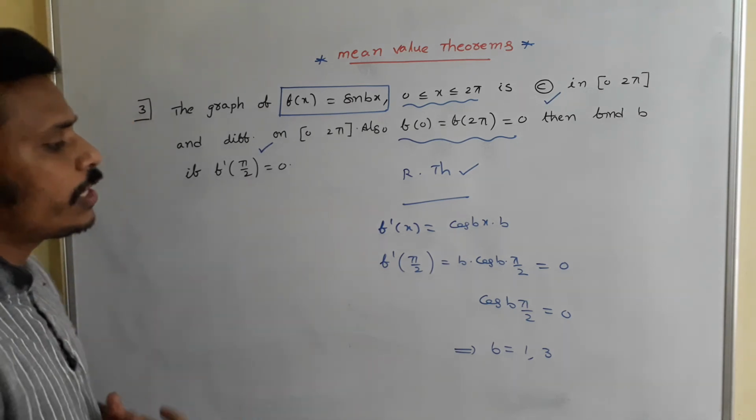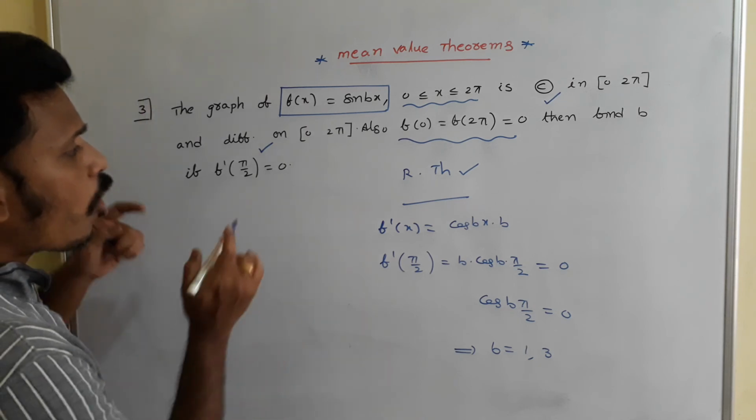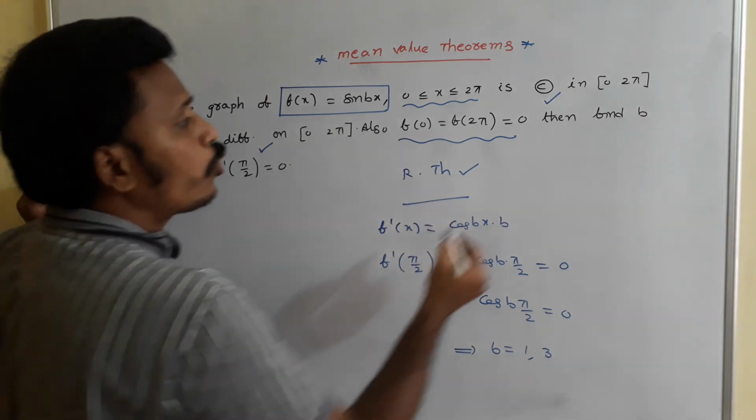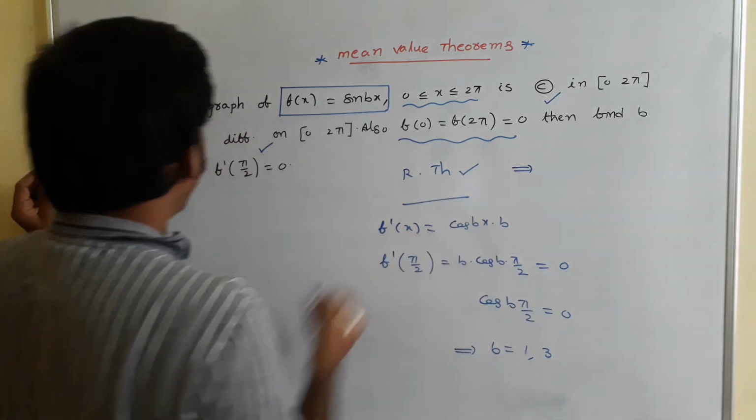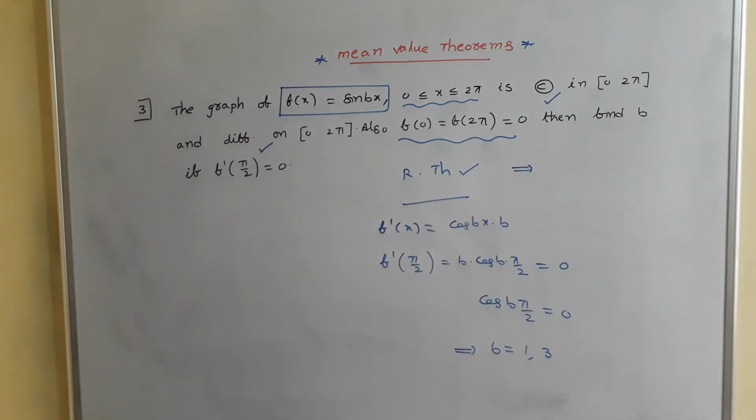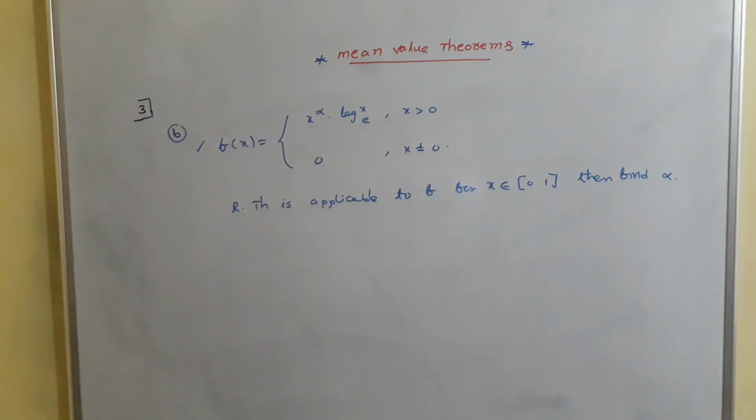We need to find the value of b. According to this Rolle's theorem, we need to find b such that f dash of pi by 2 equals 0. The possible values of b are 1, comma 3. Then the problem ends, right? The possible values of b are 1 or 3.